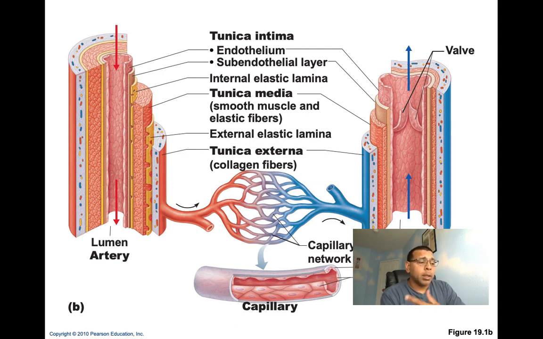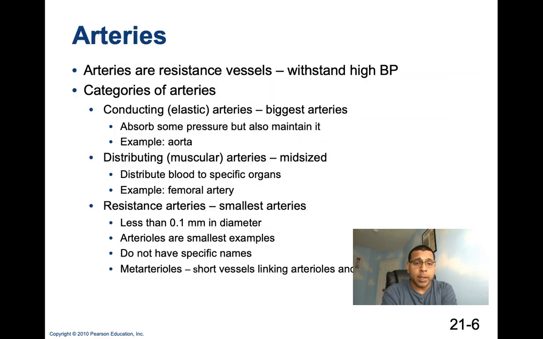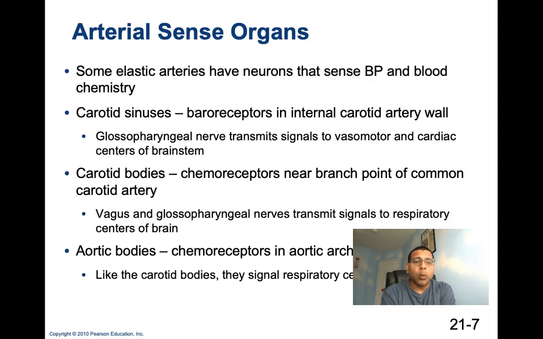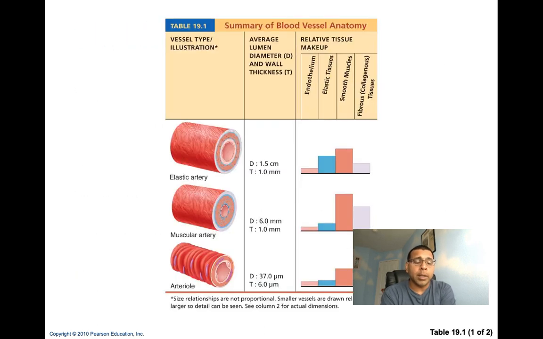Let's talk now about the arterial system in greater detail. The arterial system, I'd like you to know, is divided into three groups. It's made up of elastic arteries, muscular arteries, and then arterioles, as we can see there.